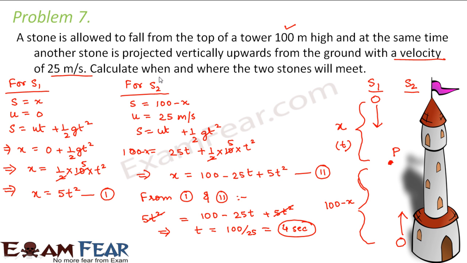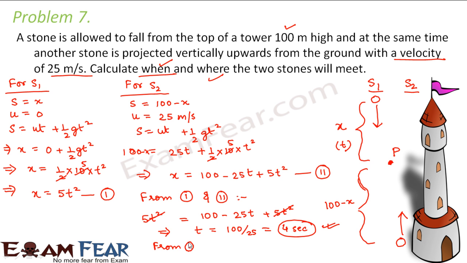It was asking calculate when. So we already found the answer for when. So the two stones will meet after 4 seconds, right? So one problem is solved. And where? That means we have to calculate x. Now once we found t, from equation 1 we can calculate x.